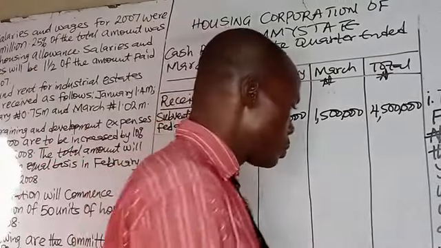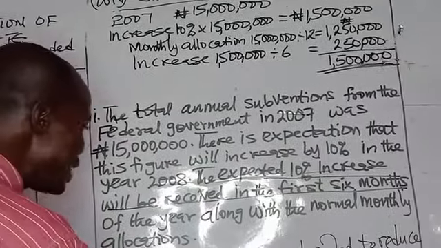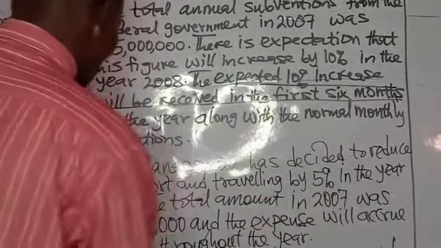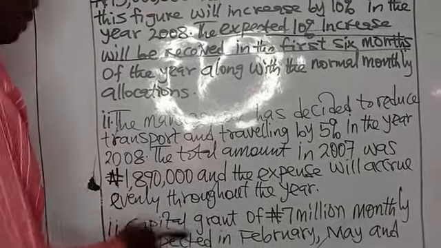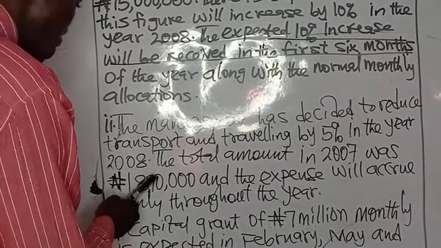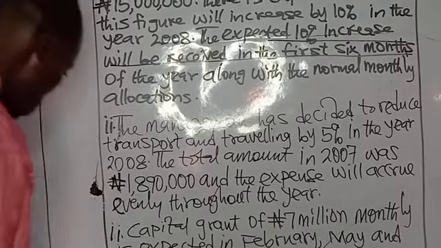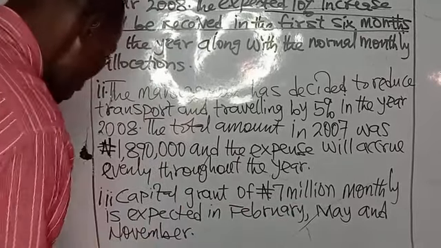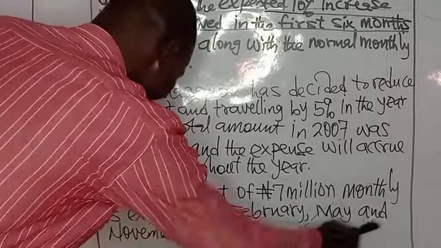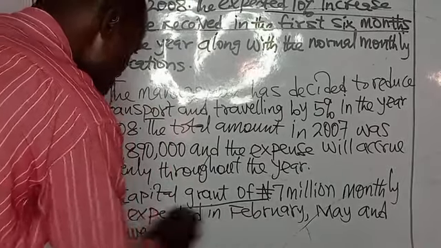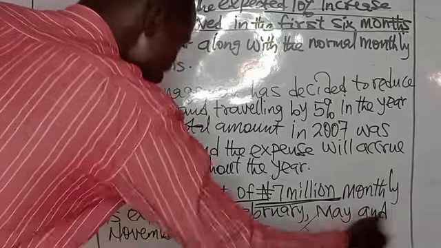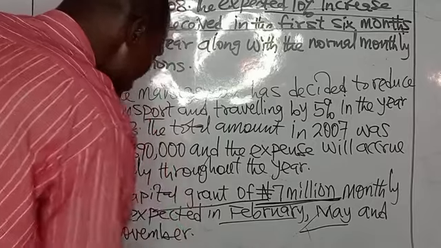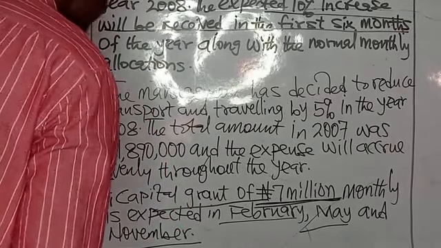Now, note 2. The management has decided to reduce transport and traveling by 5% in the year 2008. Transport and traveling is an expense, not a receipt. Now, let's go to the next note, note 3. Capital grant of 7 million monthly is expected in February, May, and November. Capital grant is a receipt. That is, in the month of February, 7 million will be received. In May, 7 million will be received. In November, 7 million will also be received.